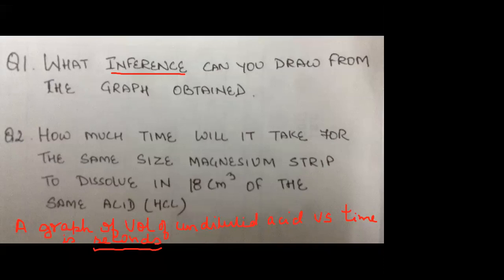And of course, this second question you will have to find out from the graph. I have already shown how to do it. So from the graph on the x-axis, you will look for the 18 centimeter cube measurement or the point on the graph, and then you will extend it towards the curve that you have obtained, and from there you will drop a perpendicular on the time axis to find out how much time it will take for the magnesium strip to disappear.